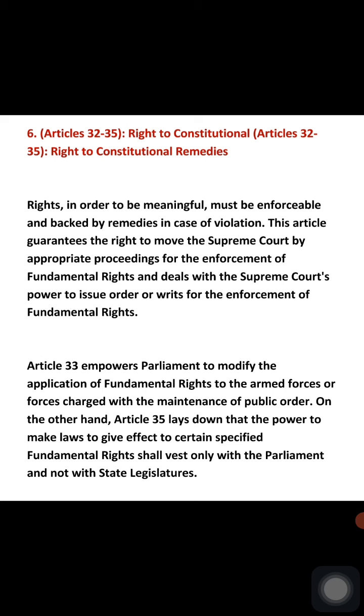On the other hand, Article 35 says that the power to make laws to give effect to certain specified fundamental rights shall be vested only in the Parliament. That right should be with the Parliament only and not with the state legislature, which should not have the power to make any changes in the laws. So this article is very important.